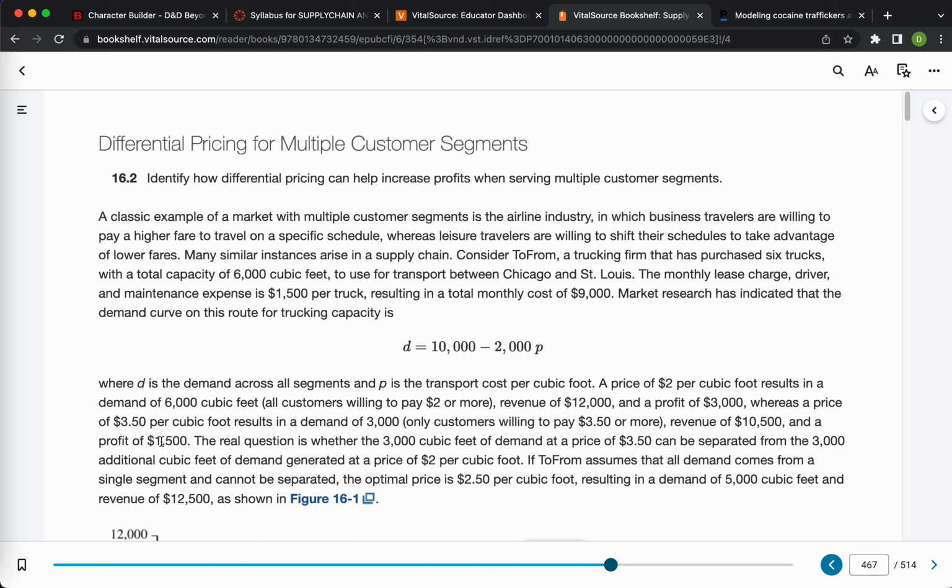The question that To From should be answering is, can you separate these two demand profiles? Can you have multiple customer segments? If you can, then you can offer them different prices. But if you cannot, you cannot offer them different prices. So how do we know that we have customers who have different demand profiles? Well, it could be based on experience with things like, say, you have customers who have signed long-term contracts with you, in which case you might have a price that you've already set for them, right?